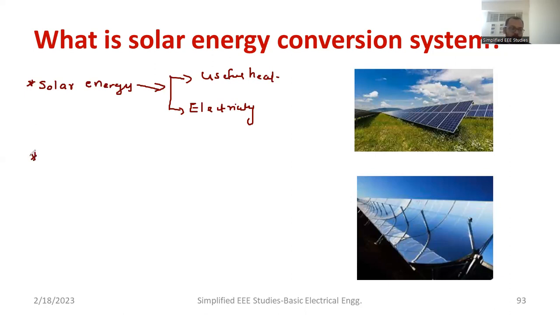So, let us look at the first system. The system which converts solar energy into useful heat is known as solar thermal system.